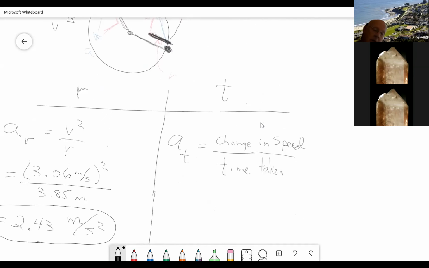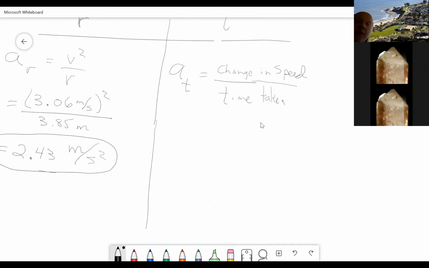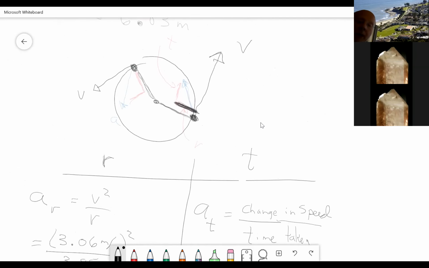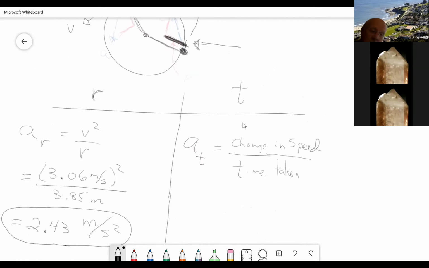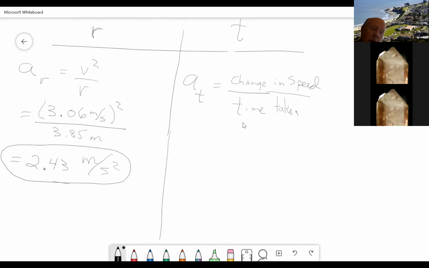Now let's look at the tangential component. Wait, sorry, I didn't see which component. Oh, right here, right there. Okay. And I'm gonna redraw that picture in a second once I do these calculations. Okay. And I'll draw a new picture. Let's do this calculation too.